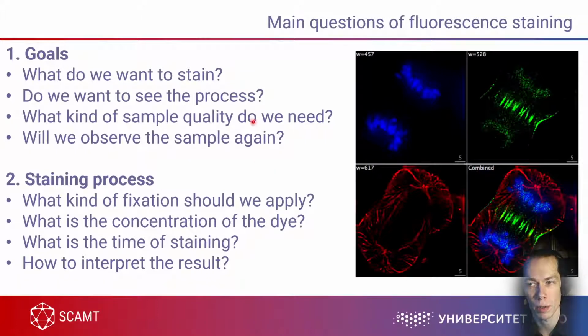It's mitosis. And the second question is: do we want to see this process, or do we want to see just, I don't know, chromosomes, for example? What kind of sample quality do we need? Is this just a routine investigation, or do we want top high quality for a Nature journal? Will we observe the sample again? Do we need to save the sample? Do we need to fix this sample or store it for a longer period of time? What kind of fixation should we apply? Because some fixating agents can interact with your nanoparticles.